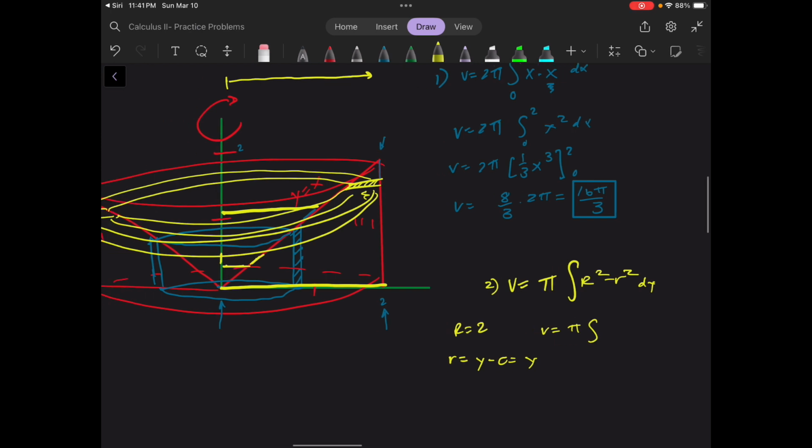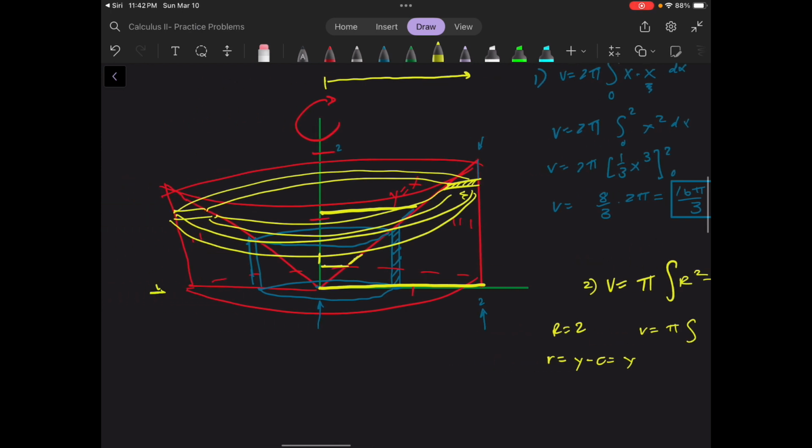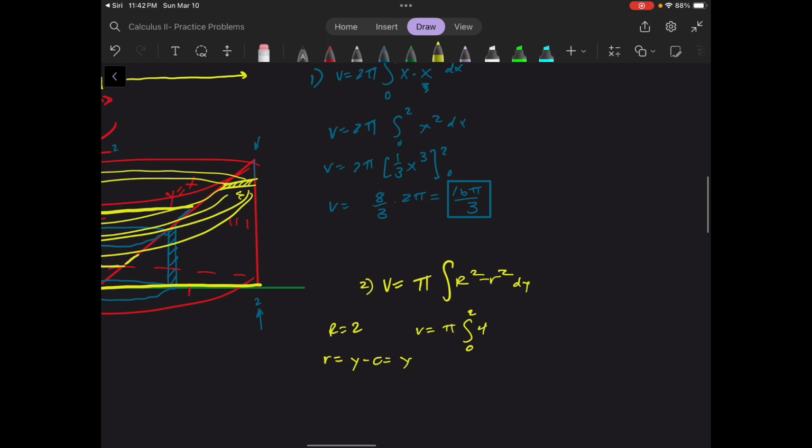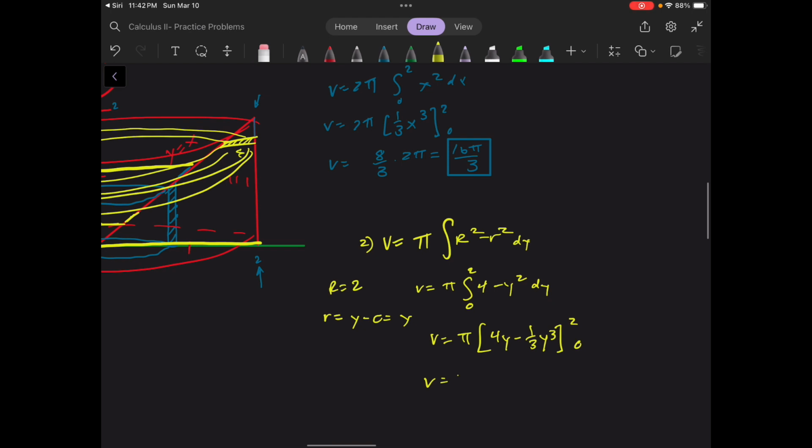And what are we going from and to? Well, we're starting at this y value, and we're going up all the way to 2, if I drew it correctly. So 0 to 2. Big R squared is 4. Little r squared is y squared. And dy. So V equals pi times the integral of 4 minus y squared, so 4y minus 1/3 y cubed, evaluated at 2 and 0. That's going to give us pi times 8 minus 8/3.